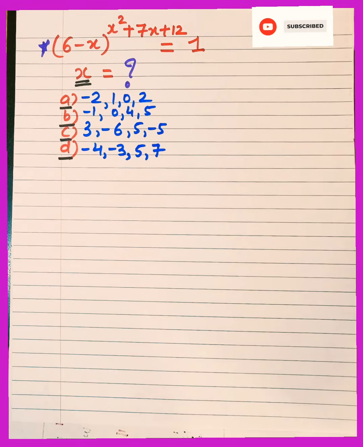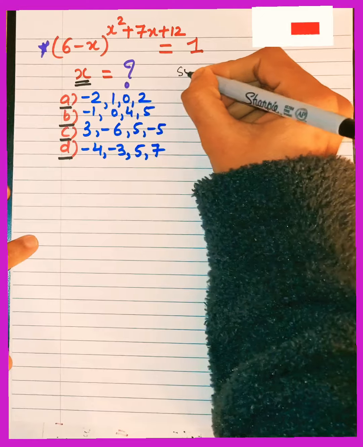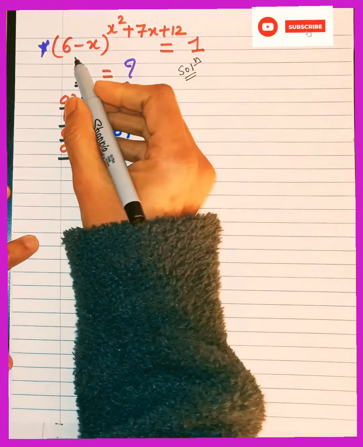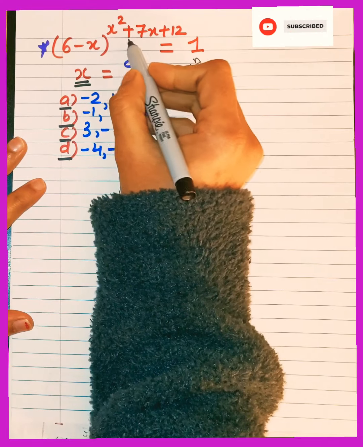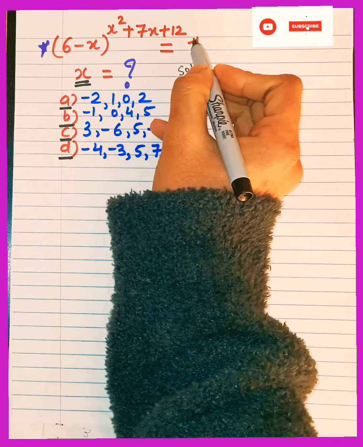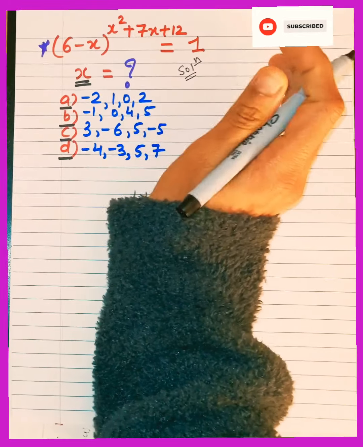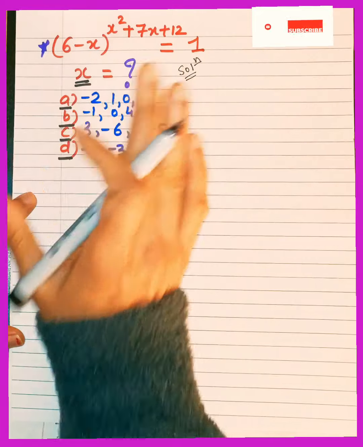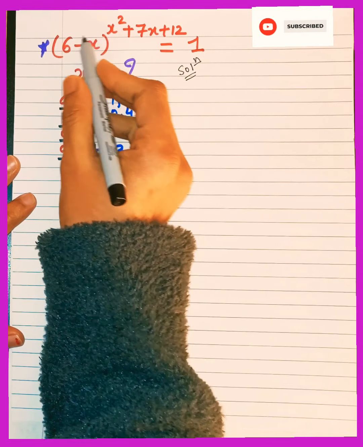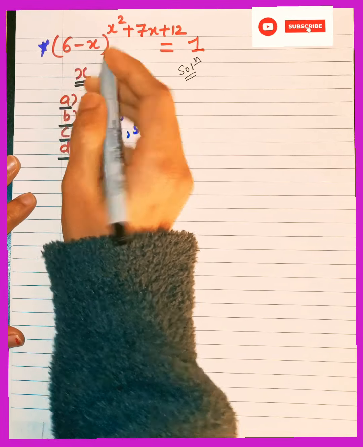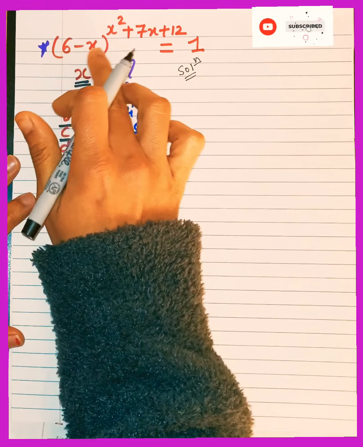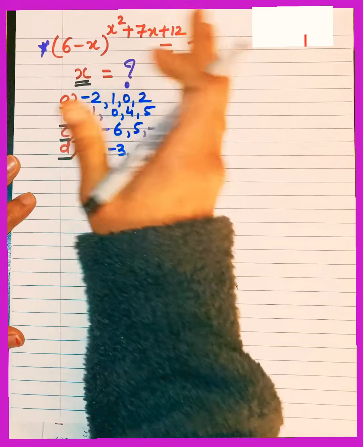Now let's move ahead with the solution part. First of all, if you see this question carefully, (6 minus x) raised to (x square plus 7x plus 12) equals 1. For this question, there are three different cases, three different situations. Now here, 6 minus x. Suppose this part is 0, then 0 raised to anything is 0.